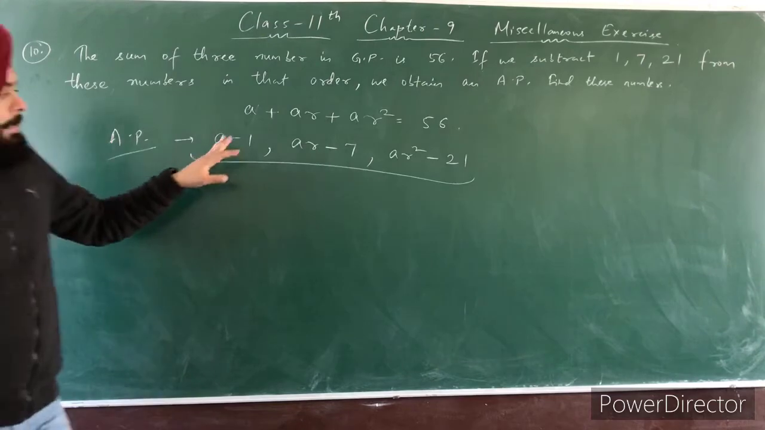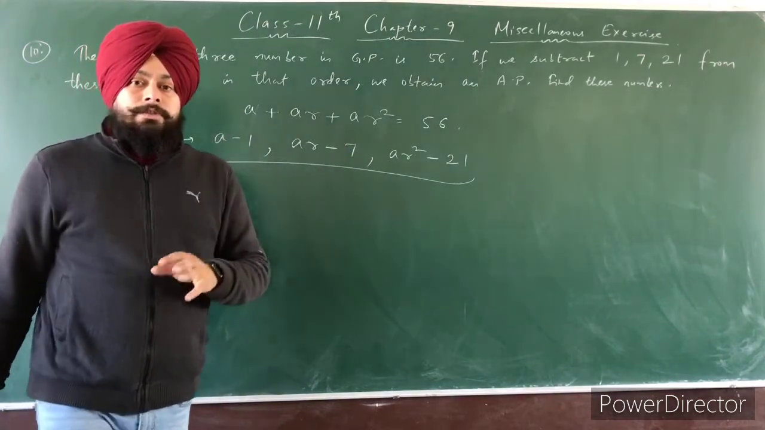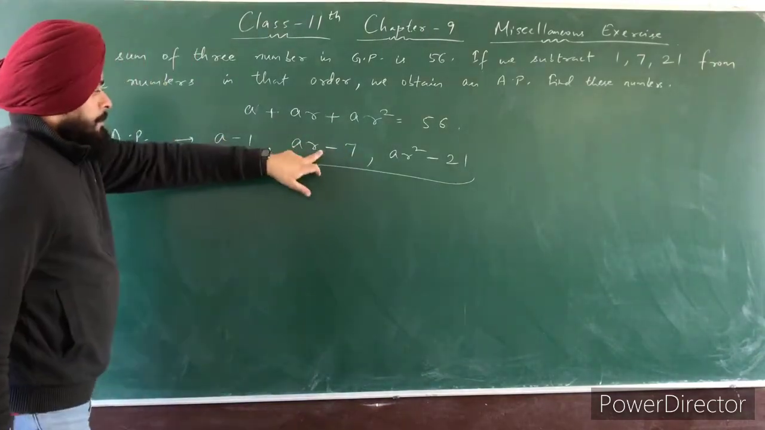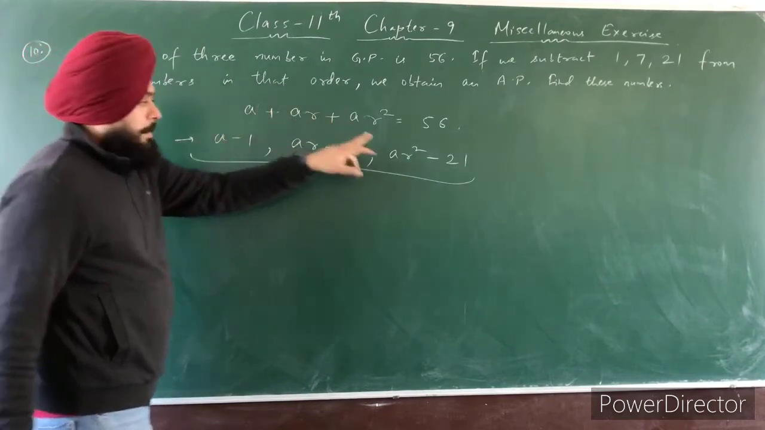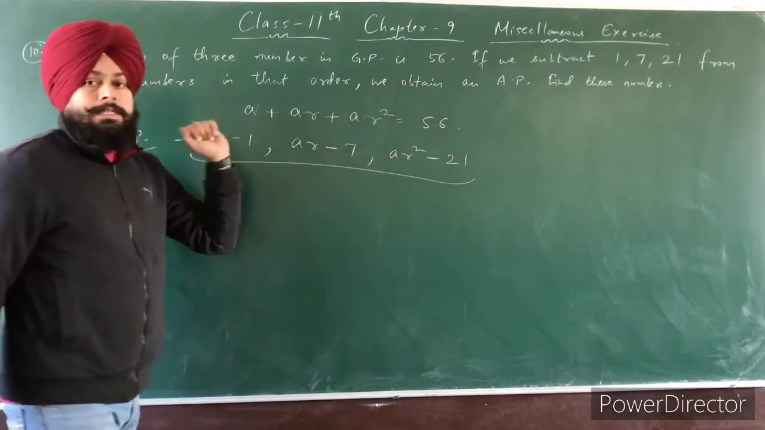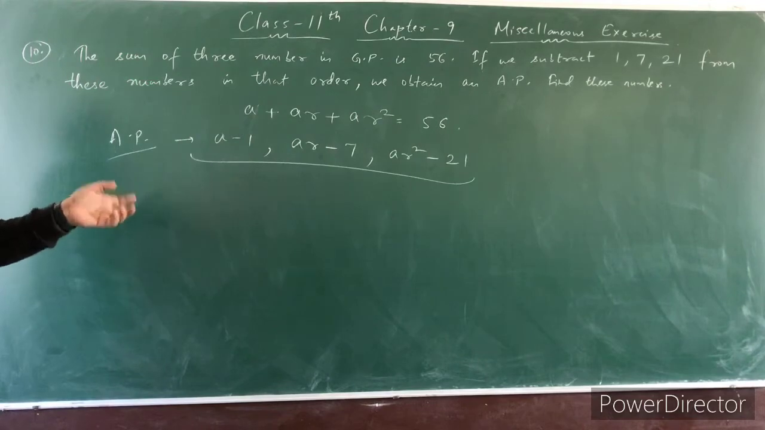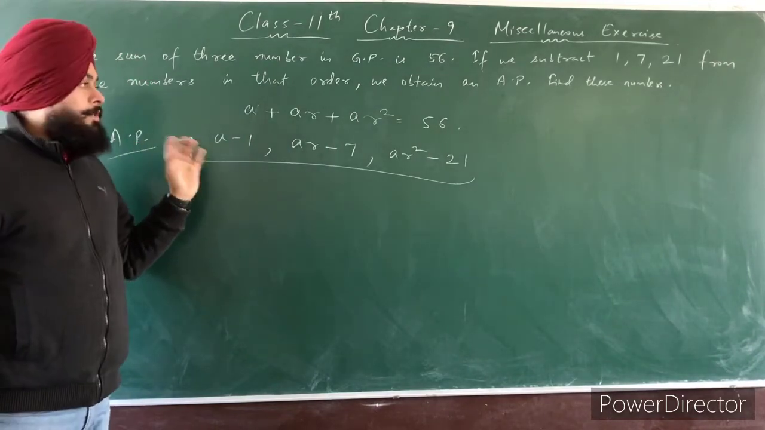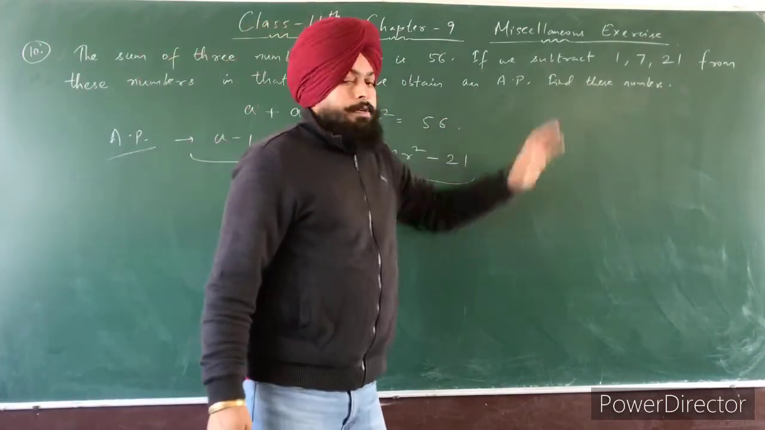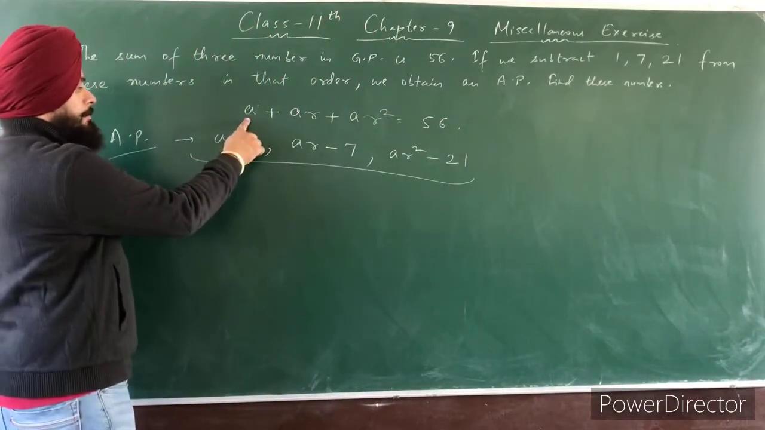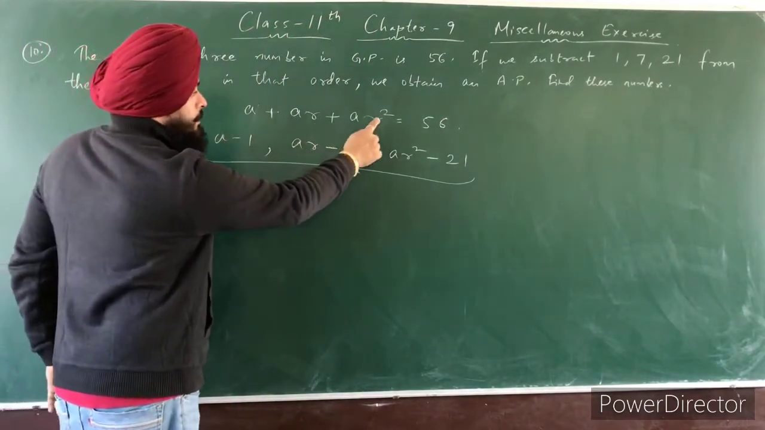So when the series is in arithmetic progression, then its common difference should be the same. It means second term minus first term is equal to third term minus second term, because the common difference is equal in the arithmetic progression series. We have to find these numbers. It means we have to find the values of a, ar and ar square.